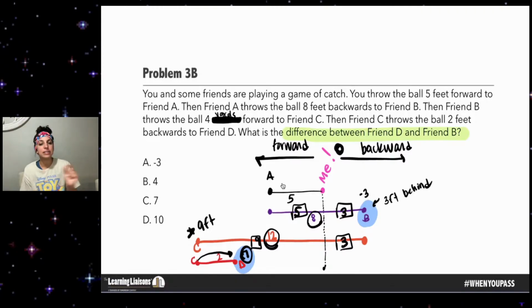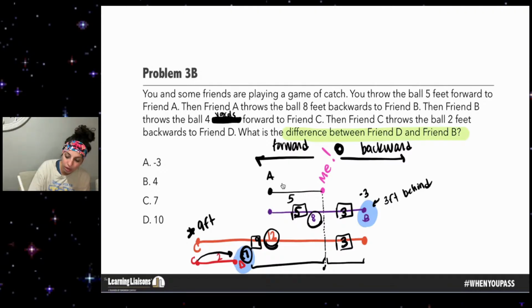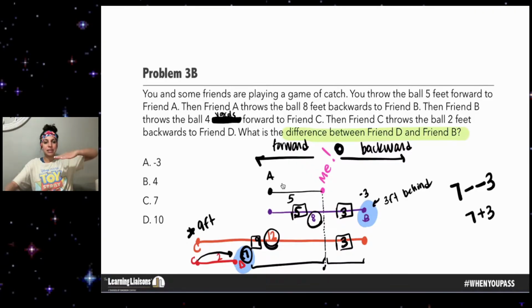So the difference, how many feet are between them? You have 7 plus an additional 3, because when I do 7 minus negative 3, it actually becomes positive, because a negative times a negative creates that positive. So the difference between them is 10, because when I subtract a negative, it becomes positive, because I need to find what that gap, or the difference, is between those two numbers. So the answer for this one would be 10.